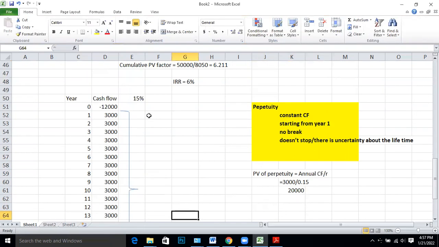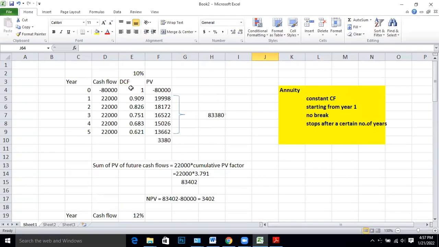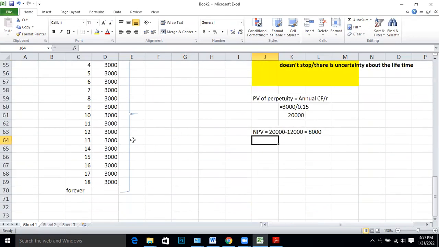There will be an infinite number of payments, right? Forever. But all of them together, the present value will be 20,000 only. So the NPV of this investment is the present value of future cash flows, 20,000, minus the initial investment, 12,000. 8,000 will be the NPV of this, right? So these two are special cases of investment appraisal where you have an annuity or perpetuity. Now you have an idea how to handle questions with this. Thank you.